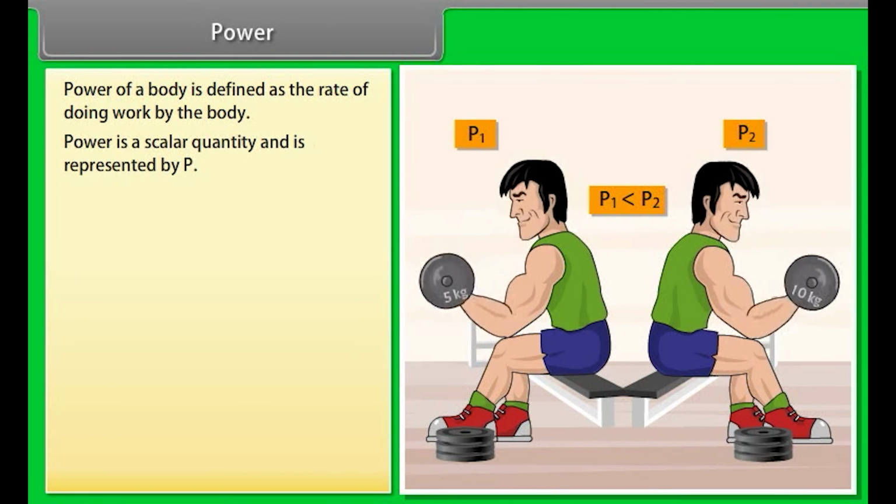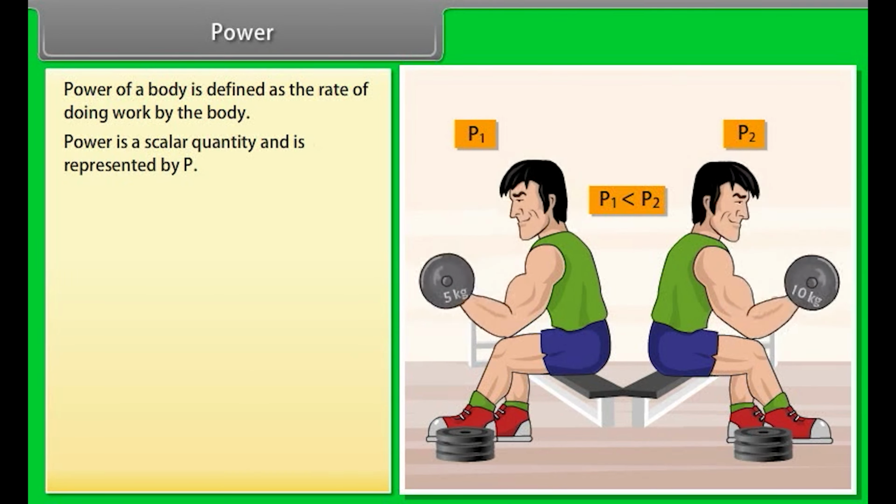Collisions. Collision between two bodies is defined as the process of mutual interaction of the bodies for a very short interval of time, due to which the energy and momentum of the interacting bodies get changed. Collisions are of two types. Number 1. Elastic collision. It is a type of collision in which both the momentum and kinetic energy of the system remain conserved.